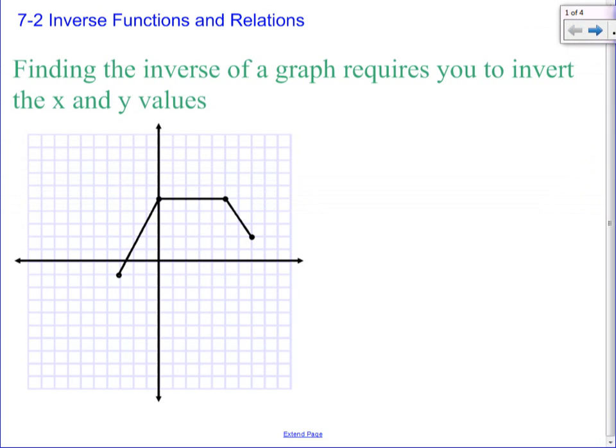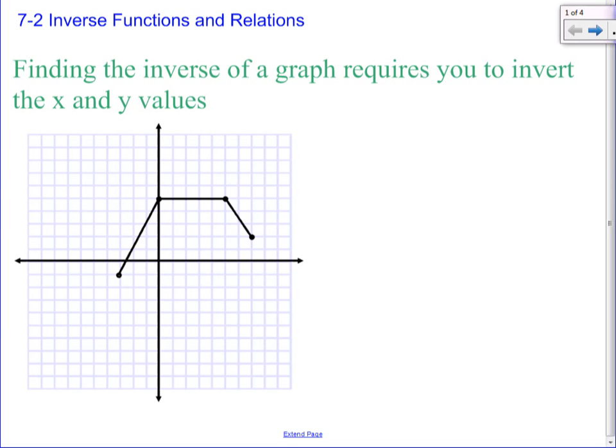Okay, so what we're going to be looking at in this section is finding inverses. And it's the same procedure every single time you find an inverse. Sometimes they're going to ask you to graph and other times they aren't. So essentially, when you find the inverse of something, you're just switching the x and y values around.